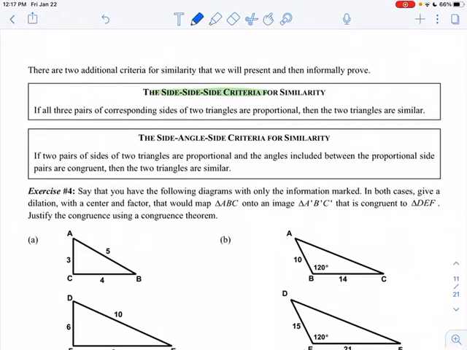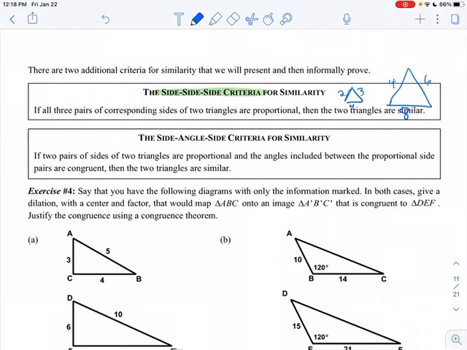Okay, so if I have a triangle, and let's say the sides are 2, 3, and 4, and then I have another triangle, and the sides are 4, 6, and 8, those triangles have to be similar because all the sides are in proportion. They all have a scale factor of 2. So as long as all three sides of one triangle are proportional to all three sides of the other triangle, then those triangles are similar. And that's called side-side-side criteria.